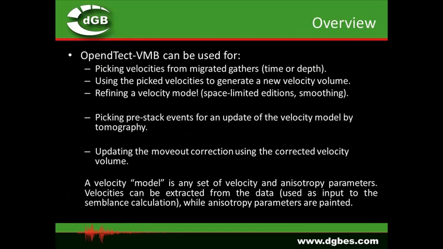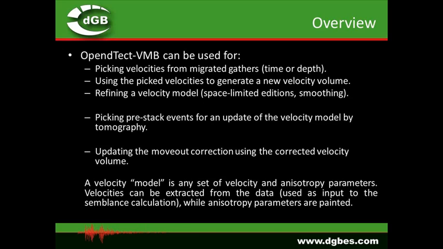Let me give you now an overview of the VMB plugin. With the VMB plugin, you can pick velocities from migrated gathers in time or depth domain. You can use the picked velocities to generate a new velocity volume, and you can finally refine an existing velocity model or a picked velocity model using space-limited additions and smoothing. What you can do as an alternative to this, you can use the VMB plugin to pick PreStack events for an update of the velocity model by grid-based tomography. And you can also update the move-out correction of your PreStack gathers using the corrected velocity volume.